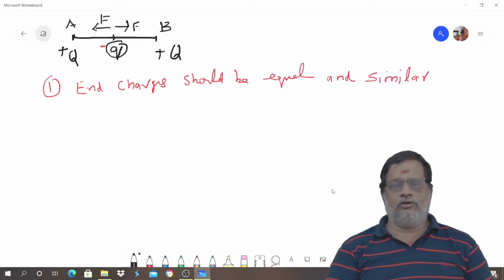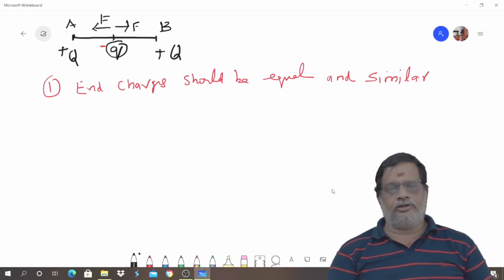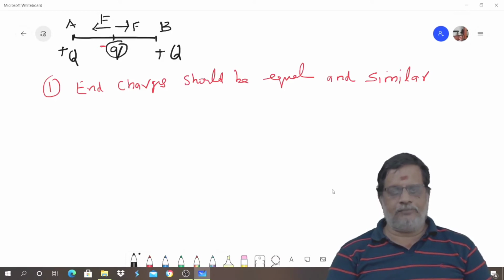You know that equilibrium means net force 0. That is for translational equilibrium. For rotational equilibrium, the net torque should be 0. Here the lines of action of the forces are the same, so there is no case of any torque being generated. So let us now consider the translational equilibrium.